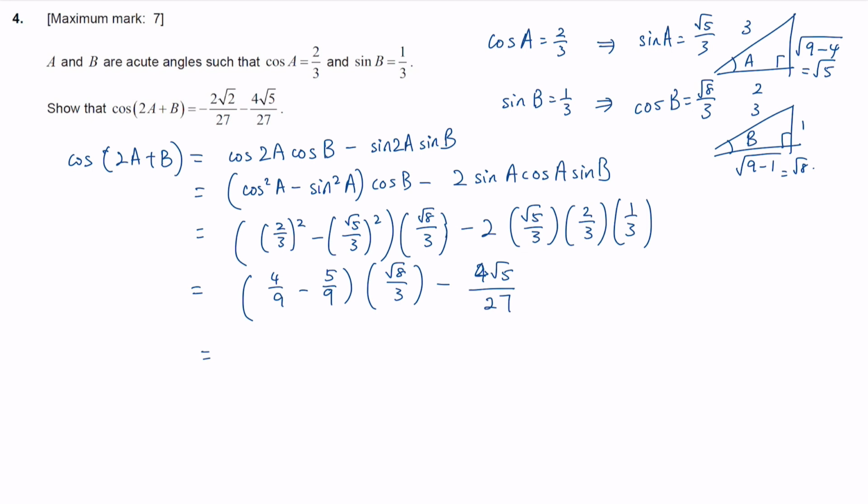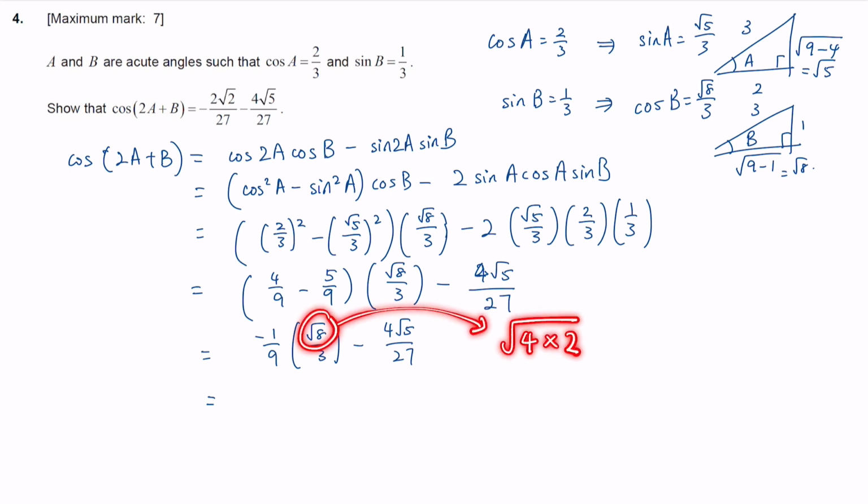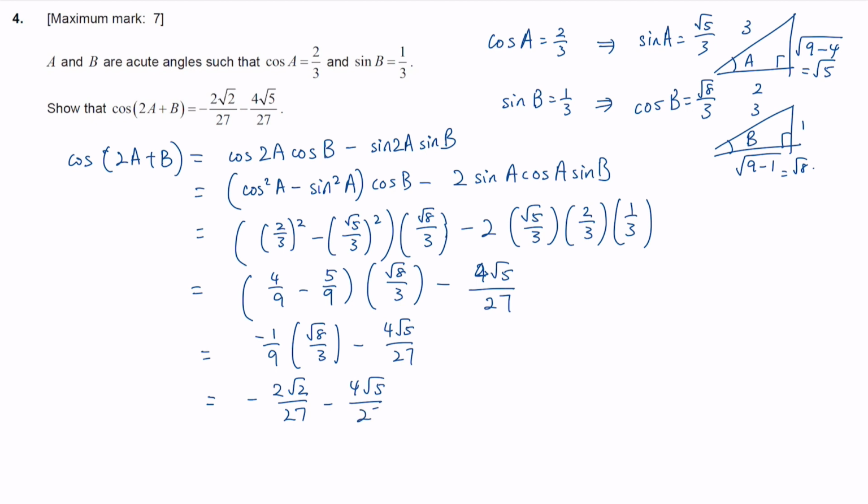So this is minus 1 over 9, times root 8 over 3, minus 4 root 5 over 27. The denominator is 27, but the numerator is not quite 2 root 2 yet, except that if you look at root 8, you can simplify it to root of 4 times 2, which is 2 root 2. So this is minus 2 root 2 over 27 minus 4 root 5 over 27. And we are done.